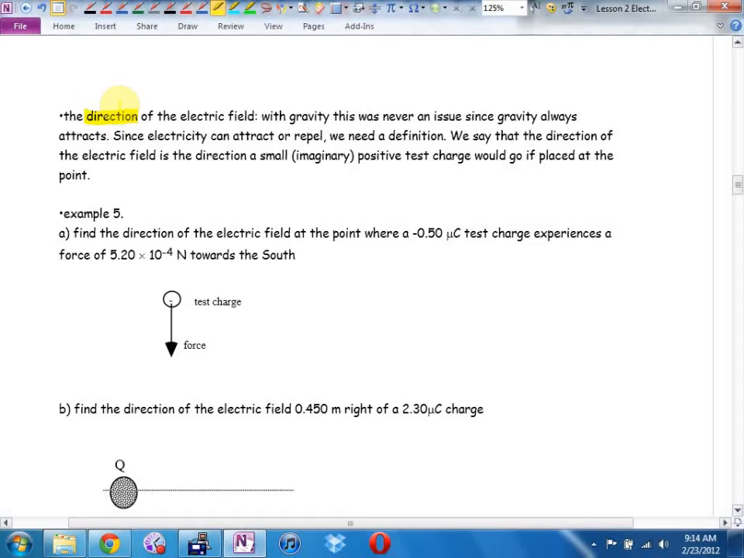And so here's how we define it. You're going to underline this in a second. I'm going to highlight it. The direction of the electric field is the direction that a small positive test charge would go if placed at that point. Which way would a positive charge want to move if it could? But it's a small positive charge. How small, Matt? So small that it doesn't have its own electric field, and change the question. So it's an imaginary test charge, we call it.